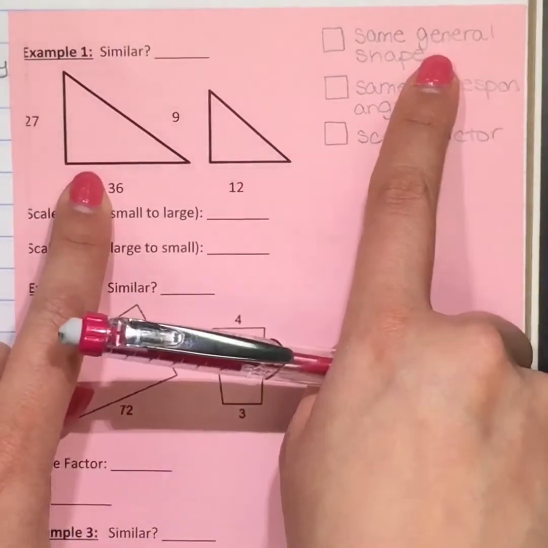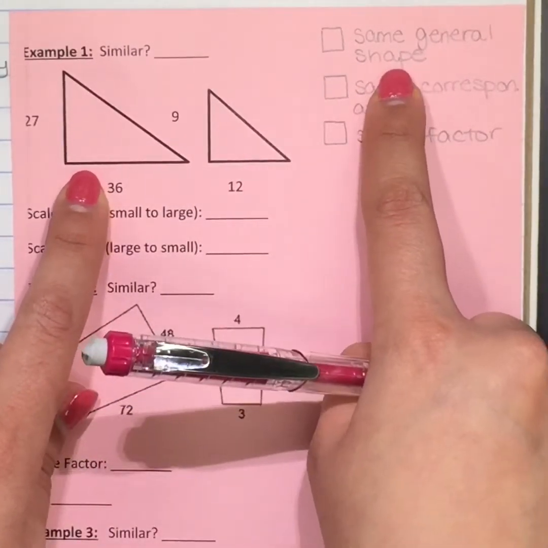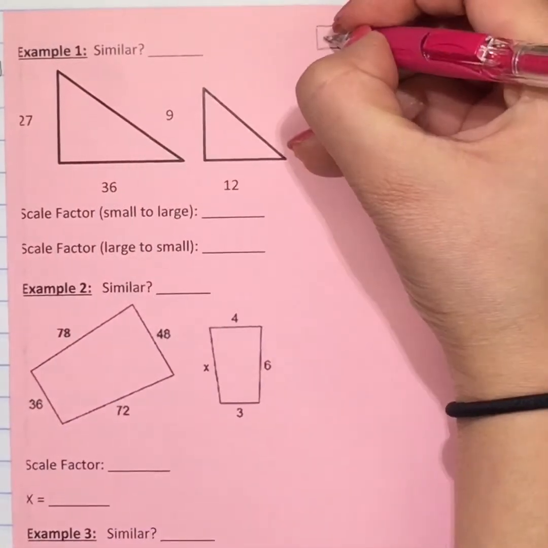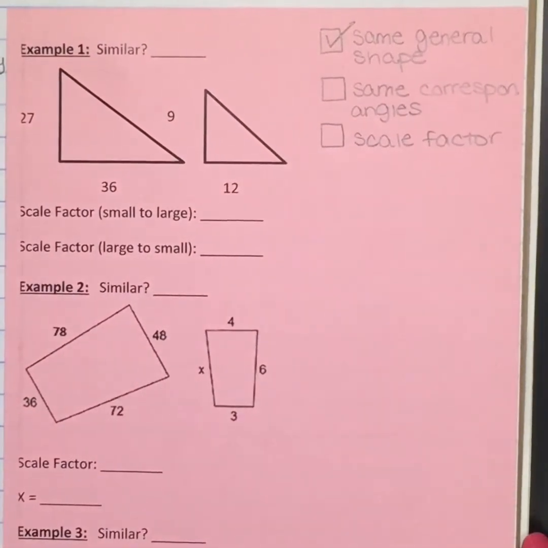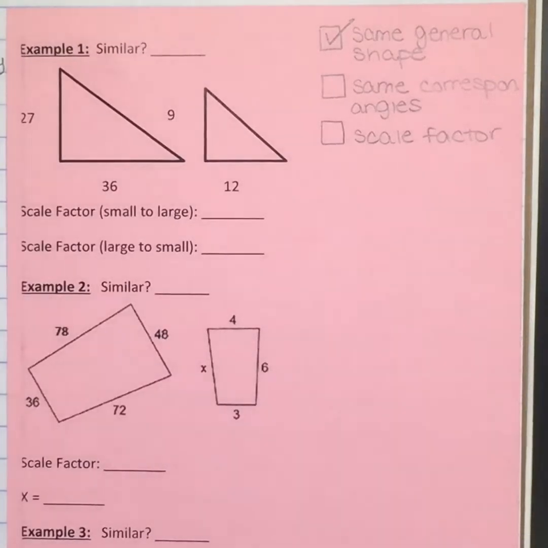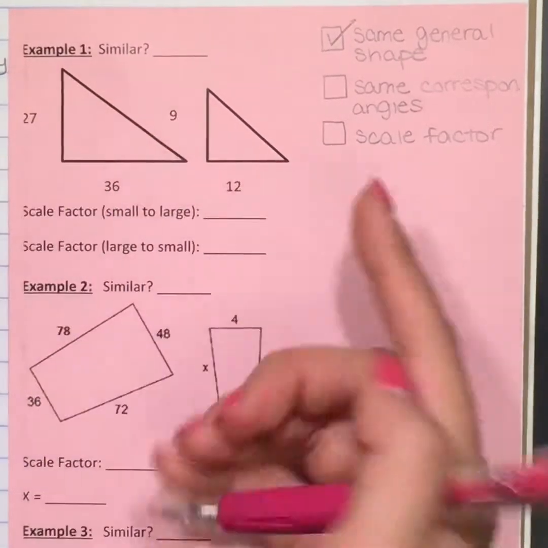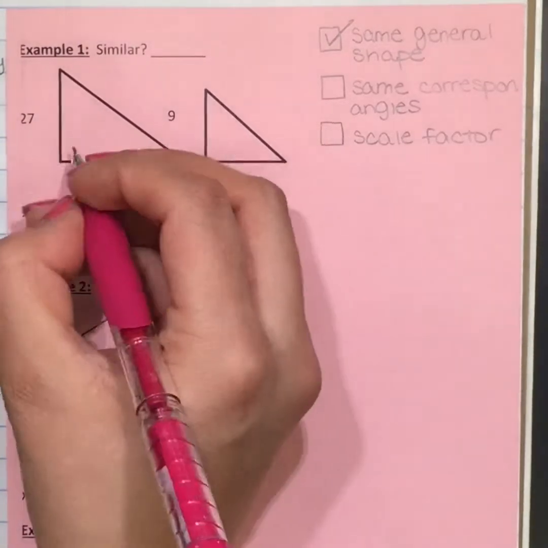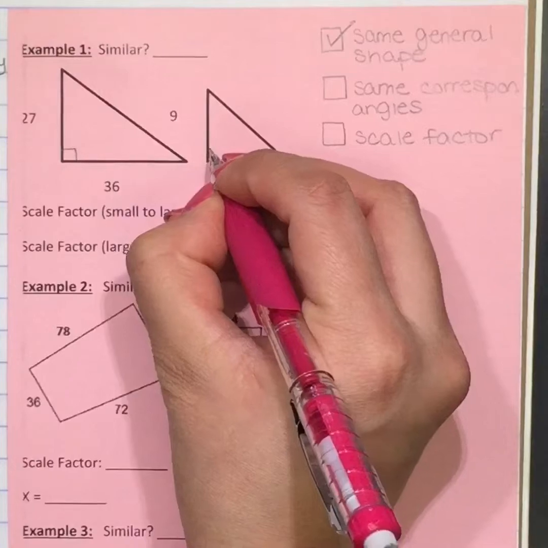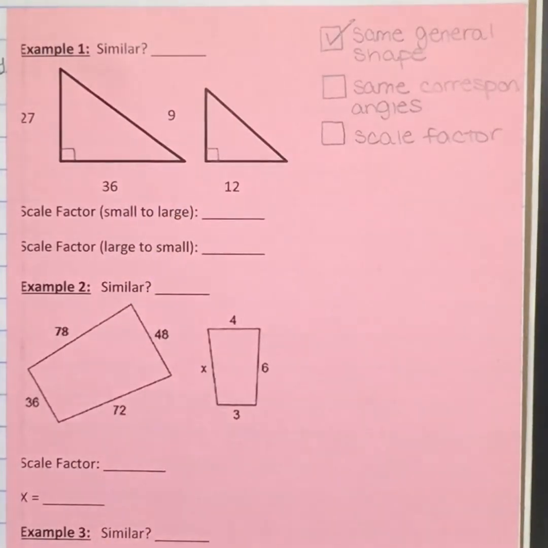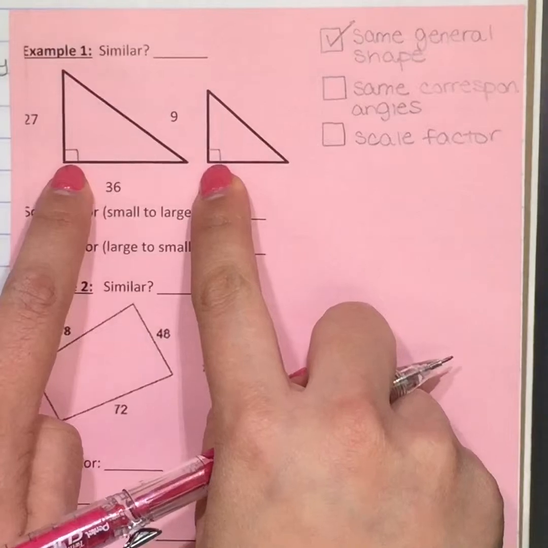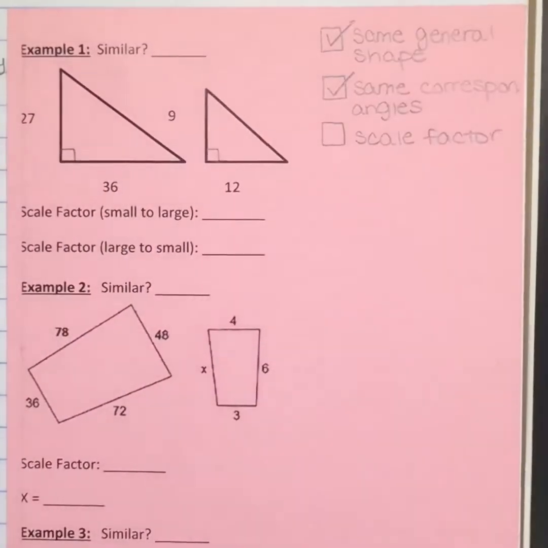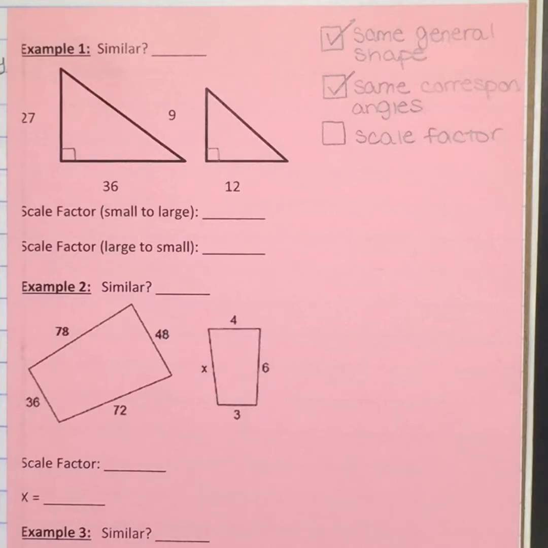So first things first, are they the same general shape? Well, yes, this one is a triangle, this one is also a triangle, so I can put a check. Good, we're off to a good start. Okay, the second characteristic says that they have the same corresponding angles. Well, it's kind of hard to tell here because these two are not labeled, but these two are both right triangles, which means that they both have a right angle, and that's this one. And that means that these two angles are 90 degrees. And they're in the same location, so check. They also have the same corresponding angles. Now for the third one, we're looking for a scale factor.